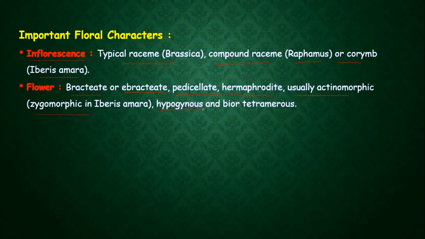Flowers with a superior ovary are called hypogynous. Two sepals and their multiplications, two petals and their multiplications: two and their multiplications are called bimerous. The flowers having four floral parts and their multiplications, that means four sepals and four petals, are called tetramerous. So try to understand this also.